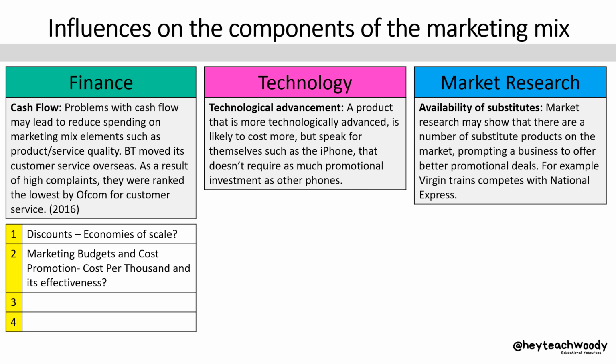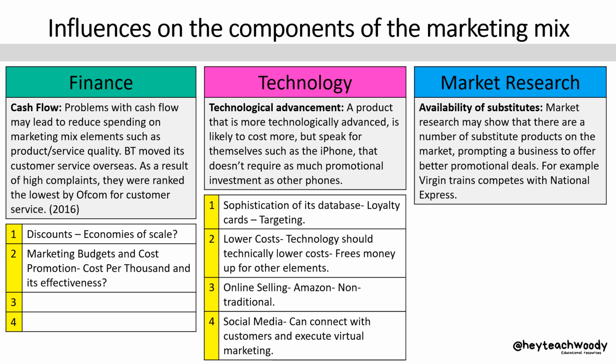Technology is another factor that has a direct impact. So for example, technological advancement. A product that is more technologically advanced is likely to cost more. So it is good for the long term and it is beneficial to increase your sales revenue. However, it can be very costly in the short term. And it also means that businesses may need to train their staff more effectively. Online selling has an effect on the marketing mix. Social media can connect with customers, and executing virtual marketing also has an effect on the marketing mix.